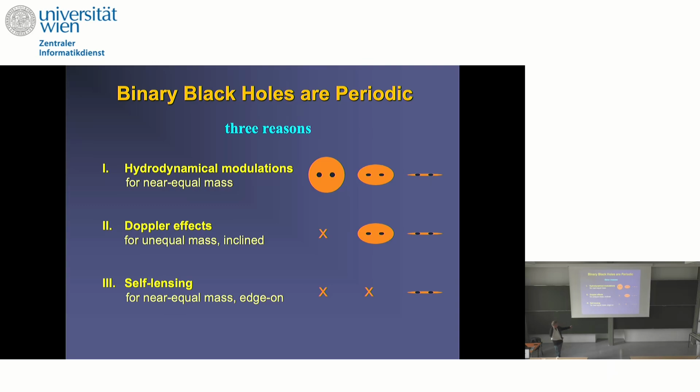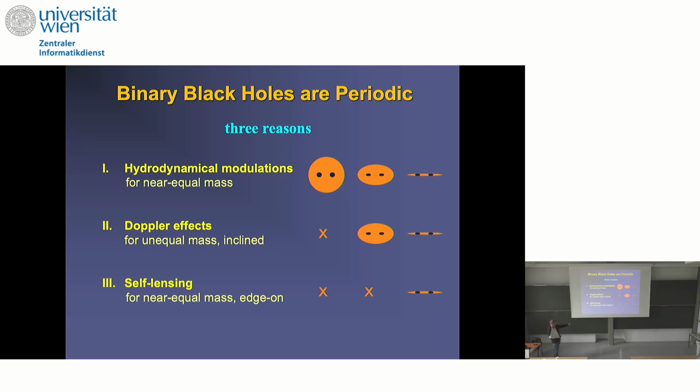If you have a binary that's not completely face-on, then this disk is moving around and the black holes are also moving around. You'll have Doppler modulations from special relativity. When the black hole that's shining is coming towards you, it will be brighter. When it's going away, it will be dimmer. That will happen generally. If it's edge-on, it will be stronger, but if it's not edge-on, say 45 degrees, it will just be suppressed. This modulation will be suppressed by a factor of 2, so it will happen unless you're face-on.